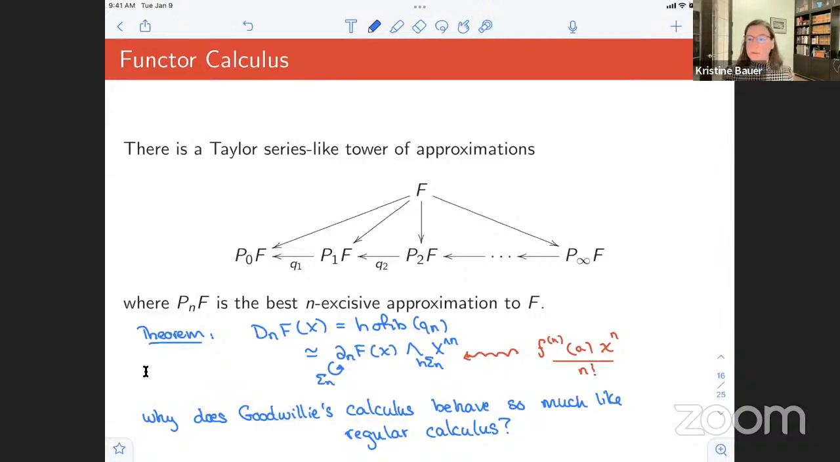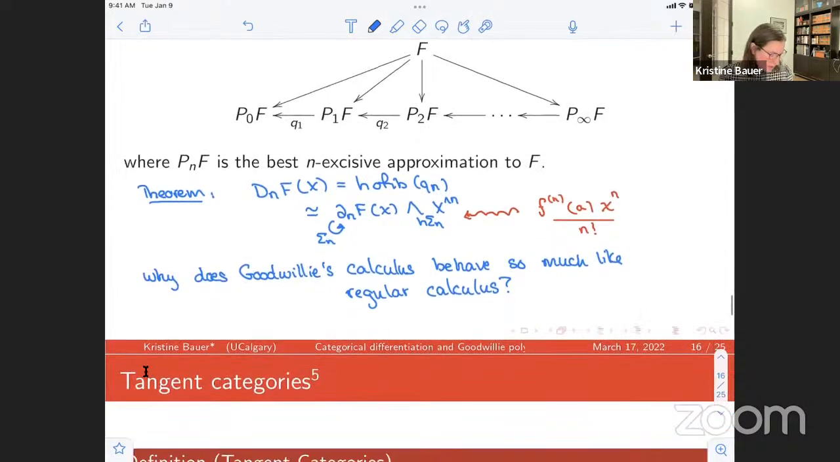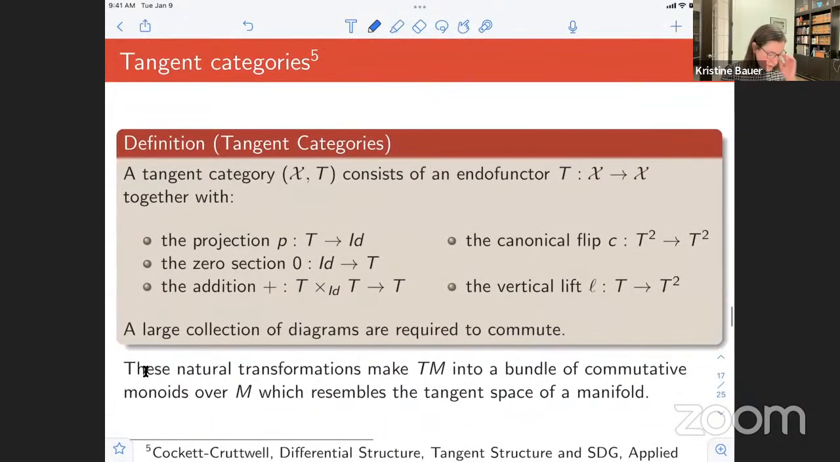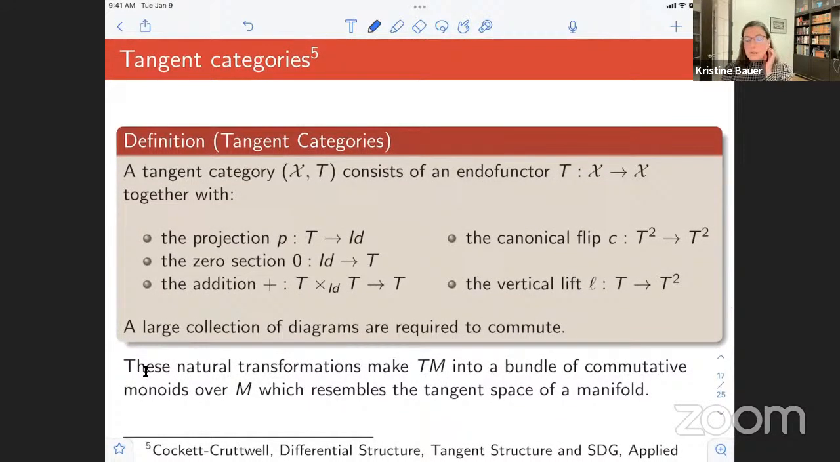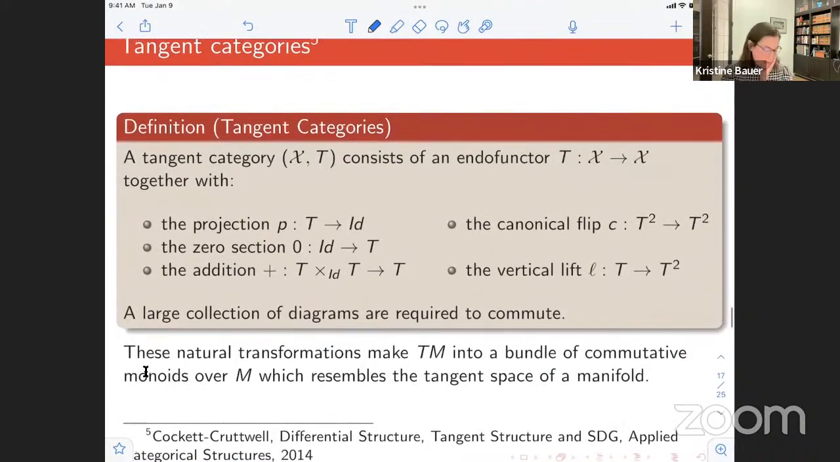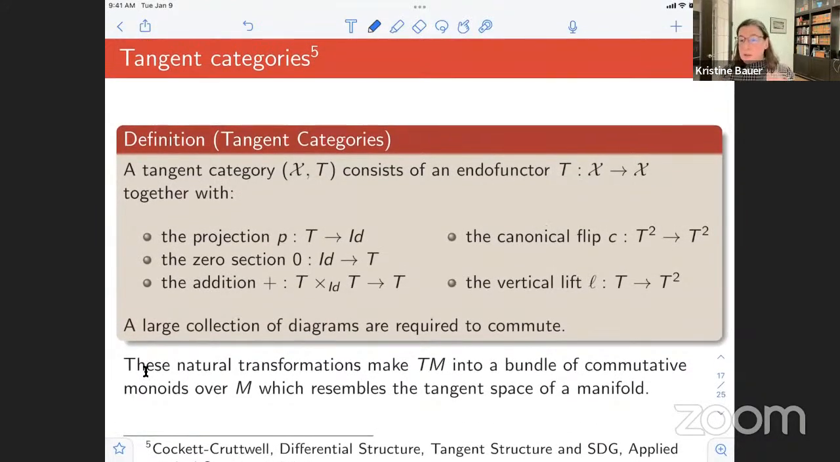But there is a notion of differentiation, which is more general than Cartesian differential categories, which does work. So I'm only just going to have a chance to mention this at the end. The thing that I want to look at are called tangent categories. And these were invented by Grandis some time ago. But I'm thinking of the reinvention that was more recently published by Robin Cockett and Jeff Crutwell, in a paper called Differential Structure, Tangent Structure, and SDG, in Applied Categorical Structures in 2014. So basically what they say is that there is a categorical notion of a tangent category, which behaves very much like the tangent bundle of a manifold.